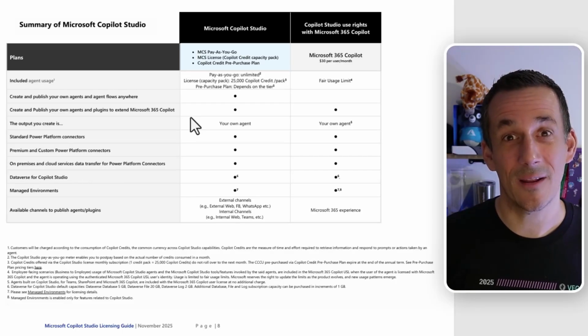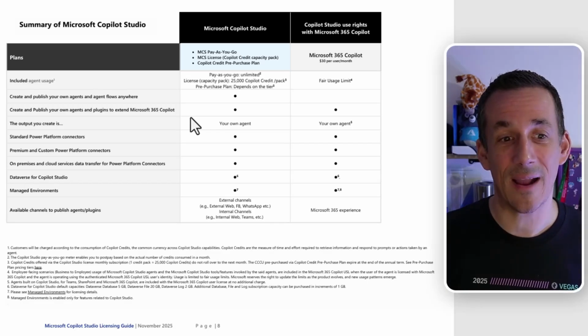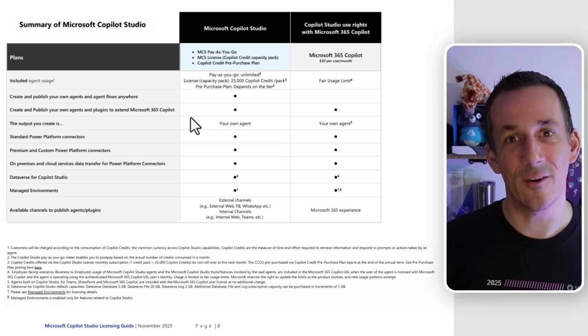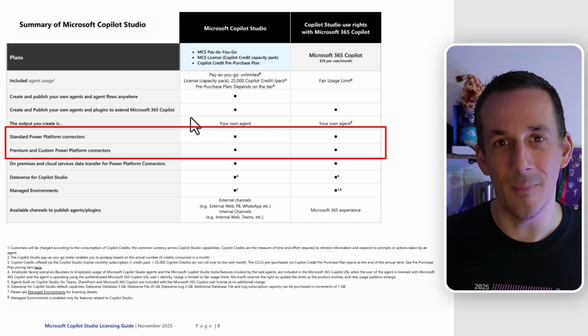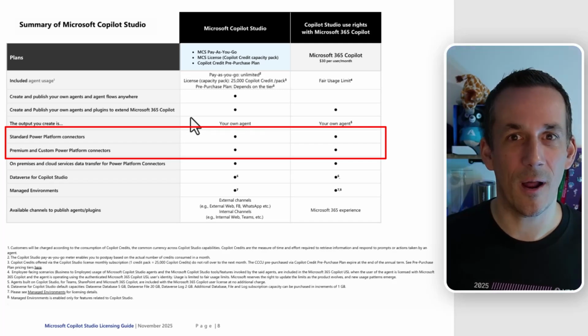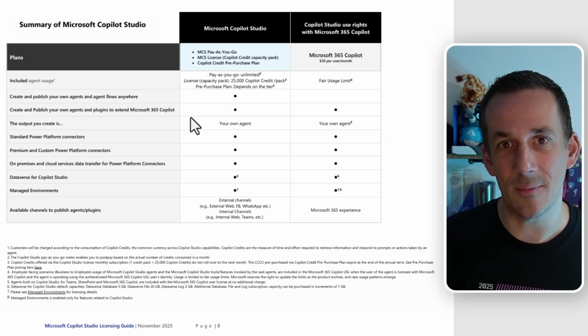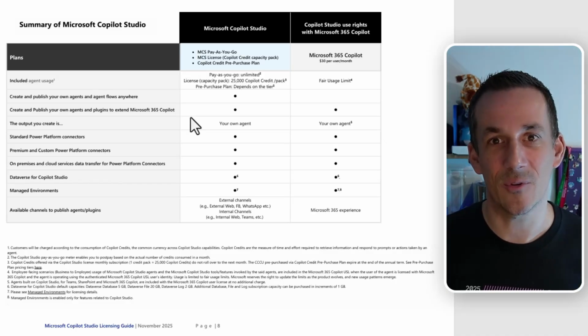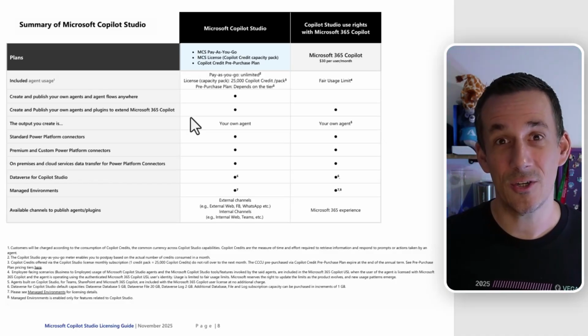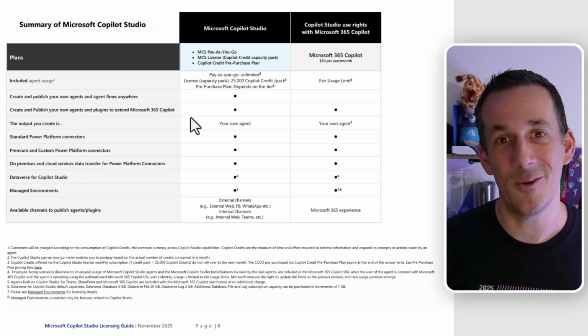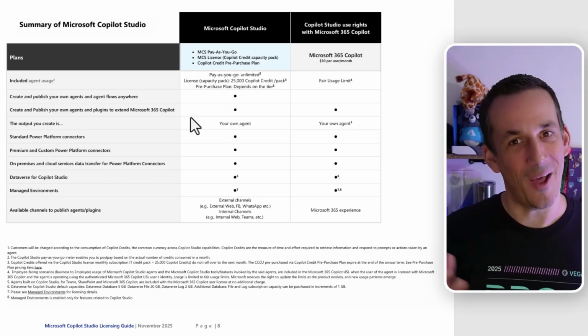Now, something else that I'd like to call out as part of this table is the fact that not only can you use standard connectors, you can use premium. And previously, this has been a blocker in other tools like Power Automate and Power Apps, where in order to use those premium connectors, you'd have to have a subsequent license. In Copilot Studio, premium connectors are included. What does that mean? Another video for you.